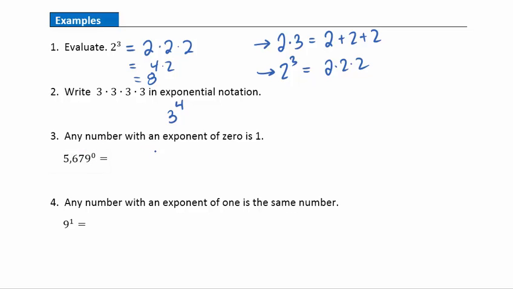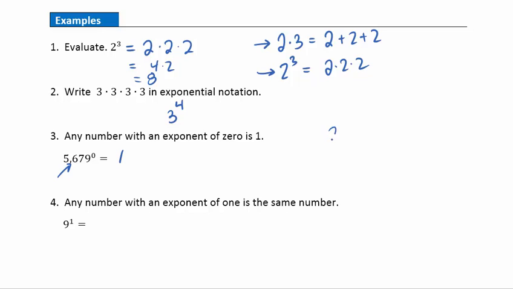Example 3. Any number with an exponent of 0 is 1. So I've got this very large number here, 5,679 to the 0 power. Well, any number to the 0 power is just going to give us 1. Let's take a look real quick at why that works out that way. And I'll use 2 again here.